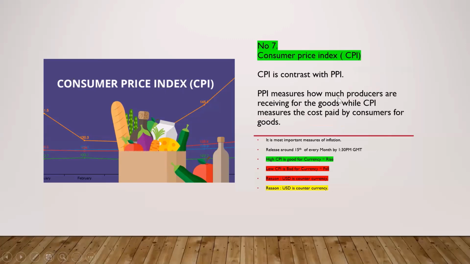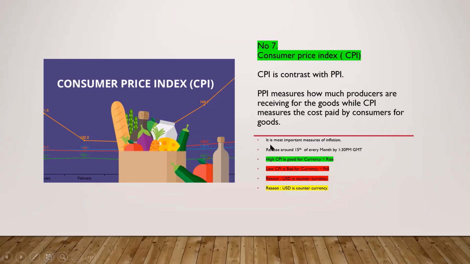Now, PPI measures how much producers are receiving for the goods, while CPI measures the cost paid by consumers for the goods. I hope my explanation is very clear. So CPI talks about how much consumers are paying to get a product, and the PPI talks about how much producers are selling their product for.